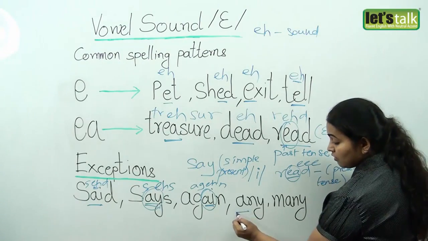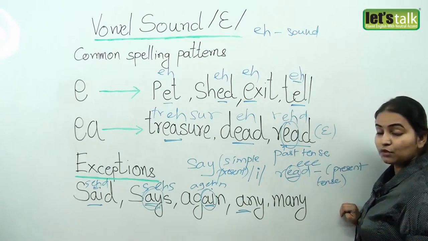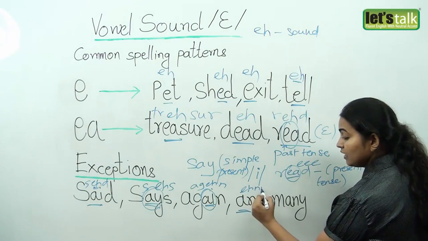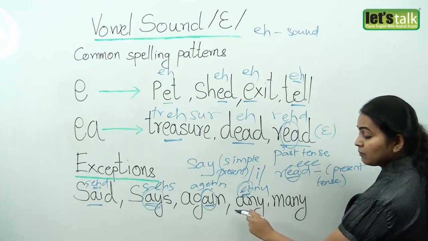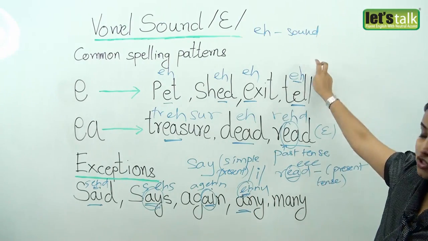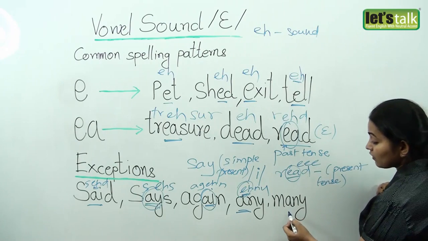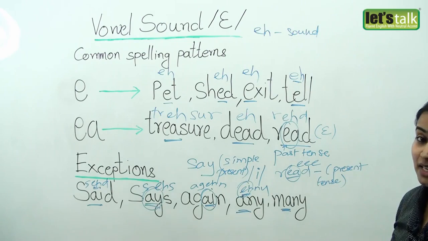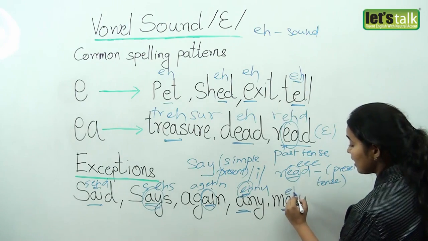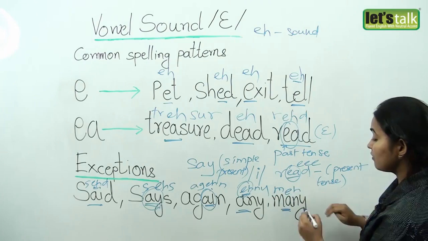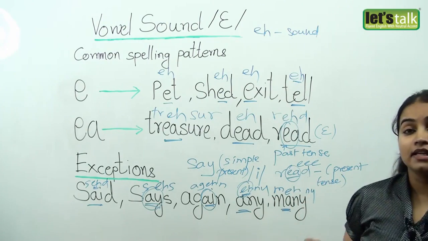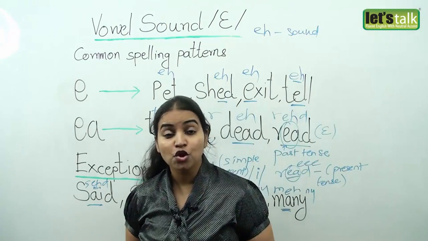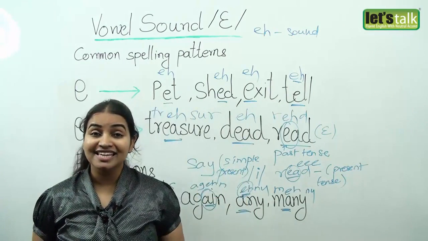Next word, any. The A, I don't say any with a short A. I say any. The A giving me the short E sound. And then the next word, many. I don't say many with a short A. The A again gives me the short E sound, so it is many. Well, this is the list of the common spelling patterns with the vowel sound.